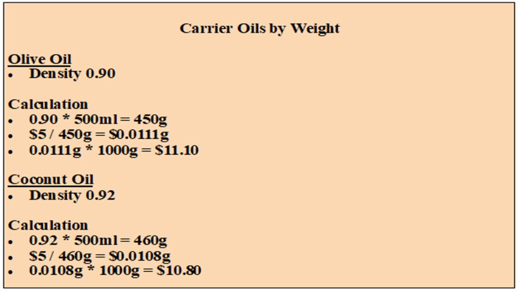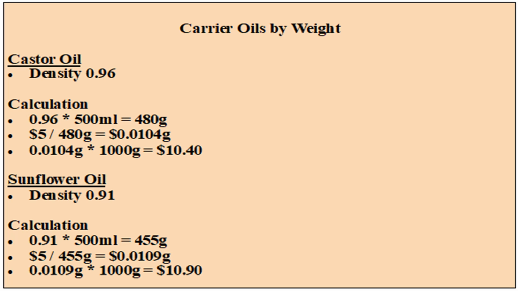So with coconut oil, it weighs just a little bit heavier than olive oil, so it sits at density 0.92. And when we do the calculation for that, 0.92 times 500ml, for example, if that's what we're buying, that works out to be 460 grams. Let's say again we paid $5 for it. $5 divided by 460 is 0.0108 grams, and when we times that by a kilo, it works out to be $10.80 a kilo.